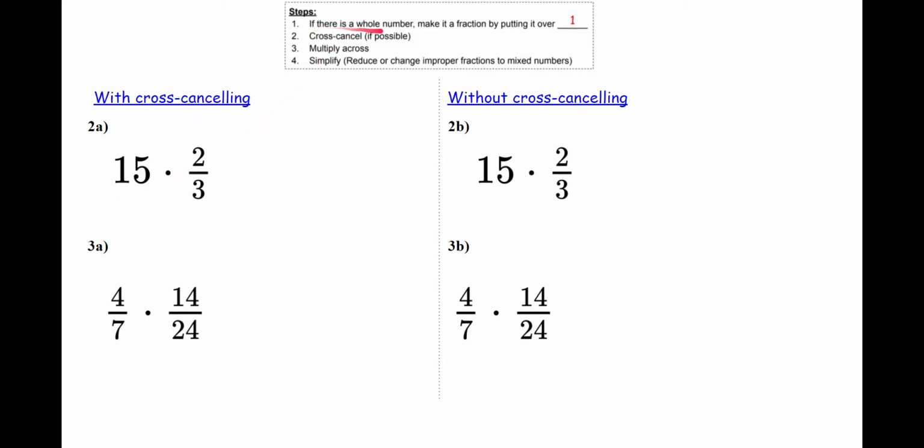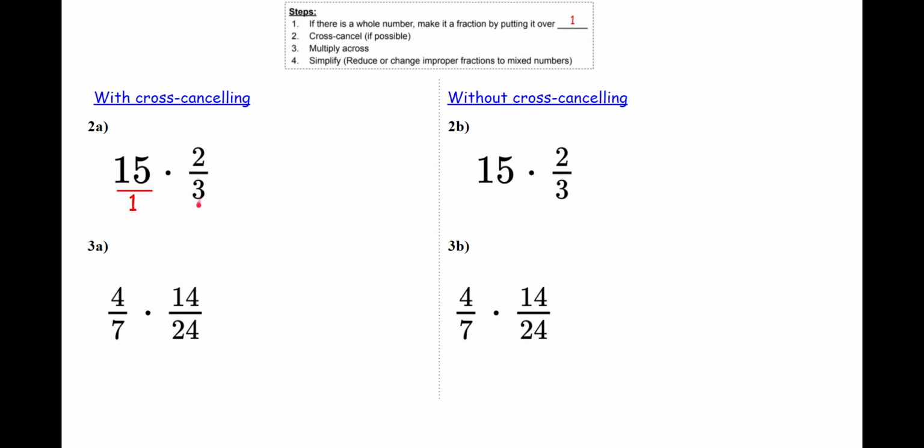Number 1, if there's a whole number, make it a fraction by putting it over 1. Well, 15 times 2/3, we got to turn 15 into a fraction, so we just put it over 1. So 15 now turns into 15 over 1. Nice. So before we multiply straight across, 15 times 2 and 1 times 3, I'm going to cross-cancel. What that means is I can basically reduce numbers like 15 and 3, if they're diagonal across from each other.